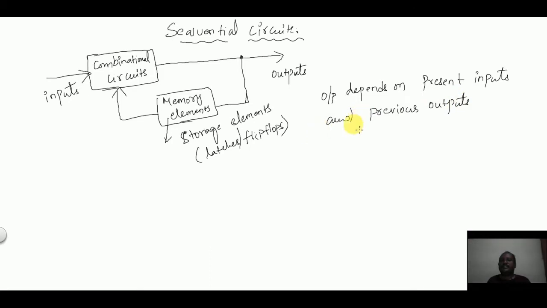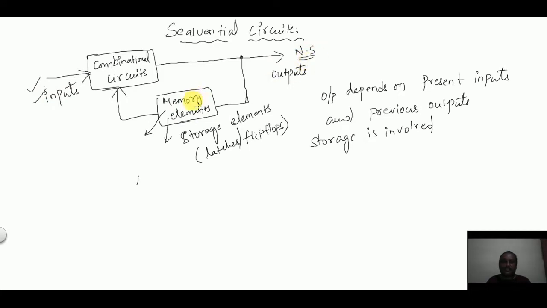Since storage is involved in a sequential circuit, the output depends on the present inputs and the previous outputs. The previous outputs are provided by these storage elements, which are latches and flip-flops. That means the next state: upon the application of input, based on the present state, you will get the next state outputs here.